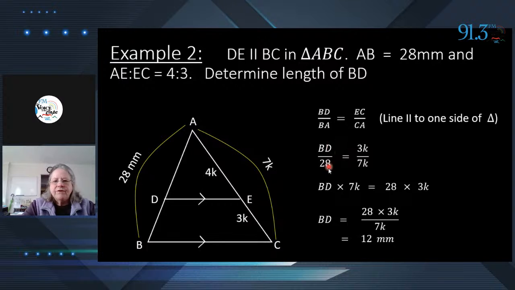So we have BD over 28 equals 3K over 7K, because we've basically substituted what we knew into that. Then we use cross multiplication to solve it because we want BD. We want the length of BD. So BD times 7K, cross multiplication.